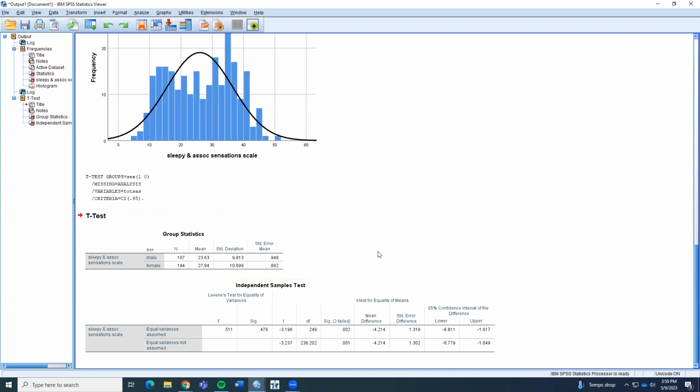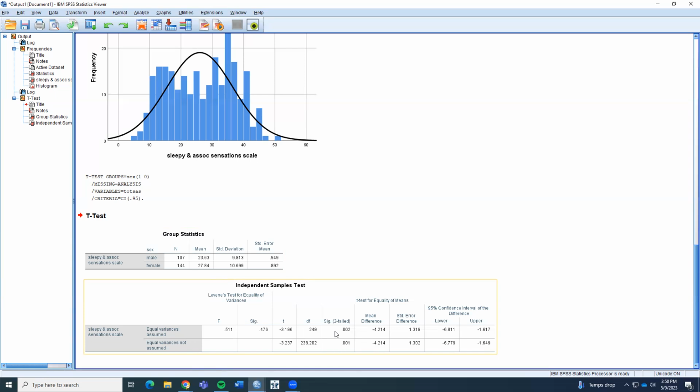And so we are going to look in this Sig column, and the number we see there is 0.476. If the Sig number is greater than 0.05, then we can assume that the variances are equal, and we can see the top row of the second table for equal variances assumed. So right here, equal variances assumed. And so we've checked our 5th assumption, and we can move on.